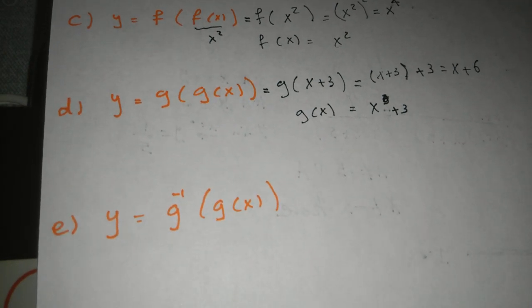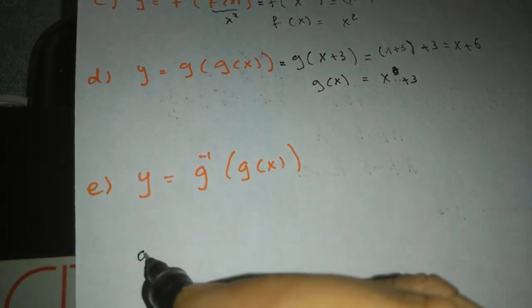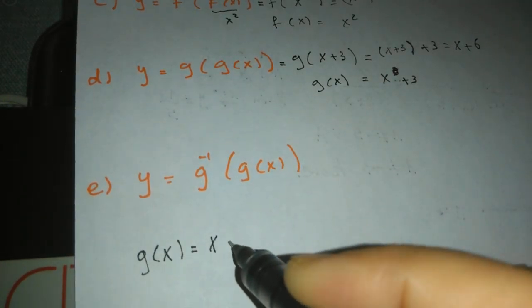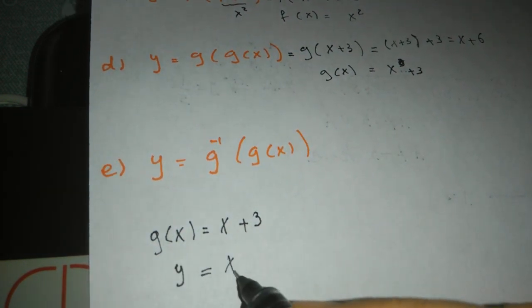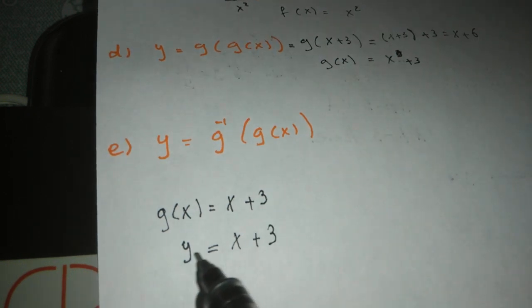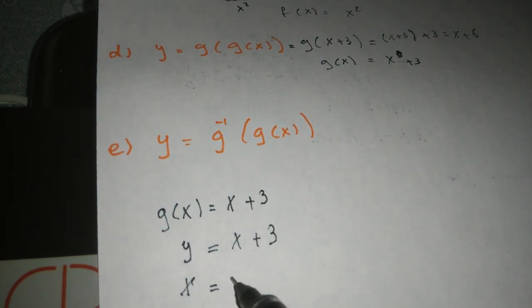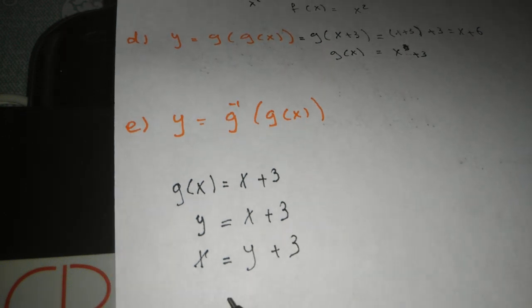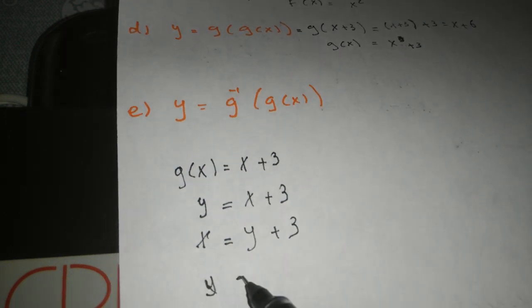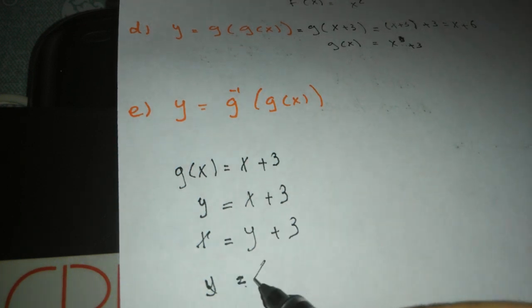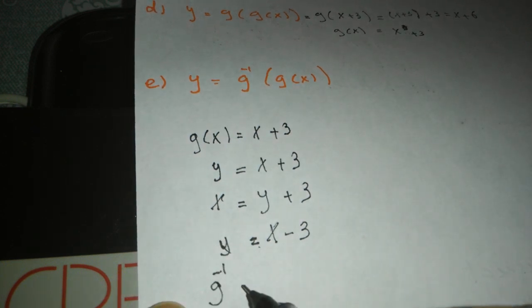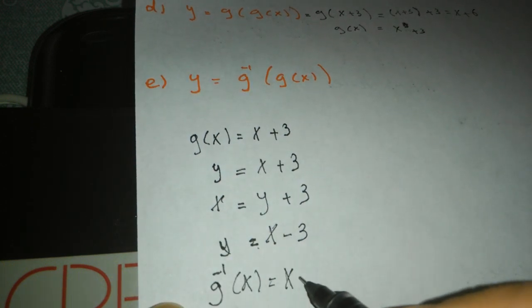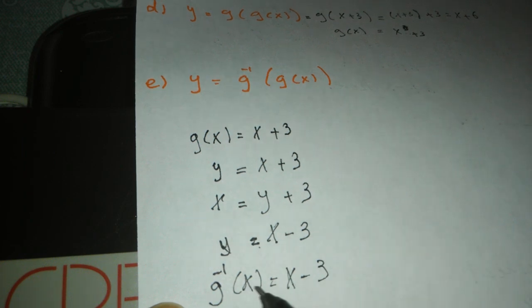This one is g inverse of that. First of all, I need to find g inverse. I don't have g inverse, so I find it from g of x. I know g of x is x plus 3. Everyone knows how to find the inverse of a function. So instead of g, I put y. First step is exchange x and y. So x is equal to y plus 3. Now rearrange it for y. So y is equal to x minus 3. Now this is my inverse function. It means g inverse of x is equal to x minus 3. So I got my g inverse, which is x minus 3.